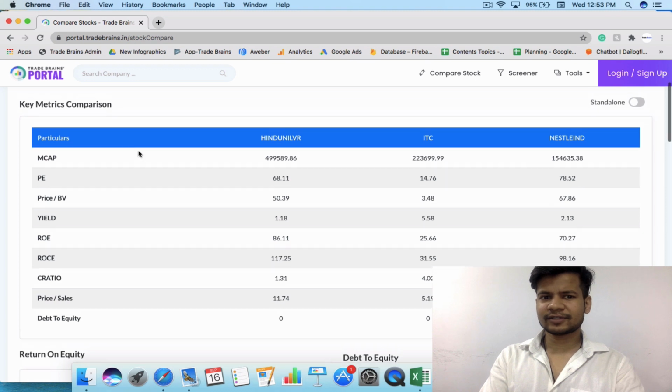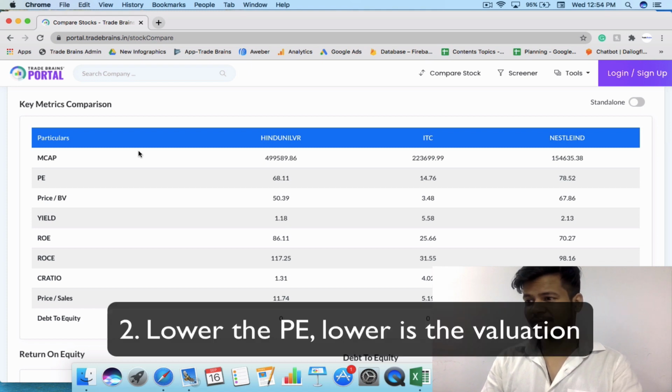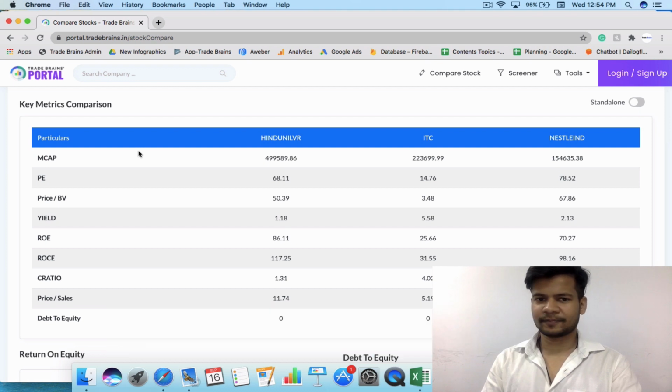The next is PE, which is price to earnings. It basically says how much the company is valued compared to its earnings. So if the PE is 1, it means that for 1 rupee of earnings, the company is valued at 1 rupee per share. And the lower the PE ratio, the more undervalued the company is. Now for these three companies, you can see that Unilever has a PE of 68, ITC has 14.76 and Nestle has 78.52. So easily you can see that the highest among these is Nestle India, which is the most overvalued compared to Hindustan Unilever and ITC.